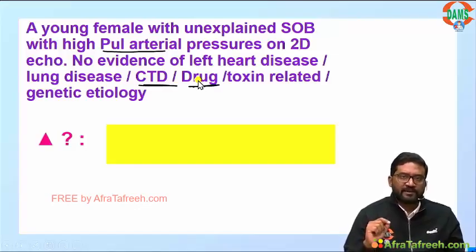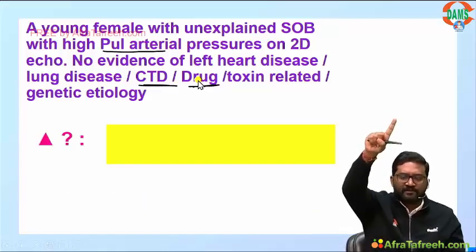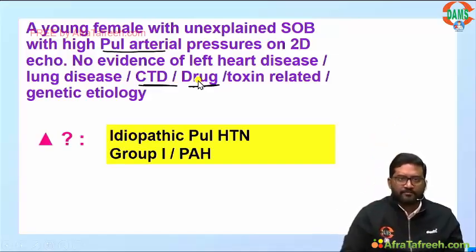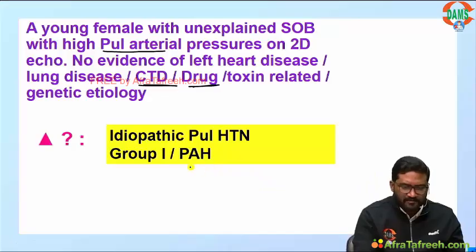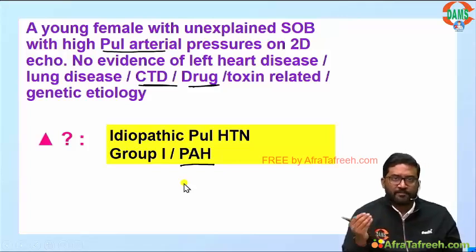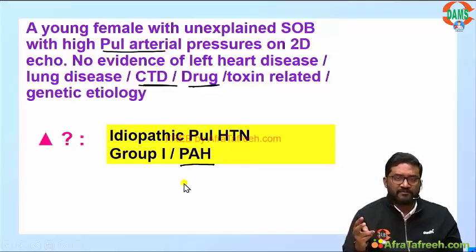And in the classification there are 5 groups: group 1, group 2, group 3, group 4, group 5. This idiopathic right now is placed under which group? Anybody, which group? It is group 1. So group 1 is also referred to as pulmonary arterial hypertension. So this is idiopathic pulmonary hypertension. Whenever there is pulmonary hypertension due to lung disease or heart disease, the main treatment is treating the underlying disease.